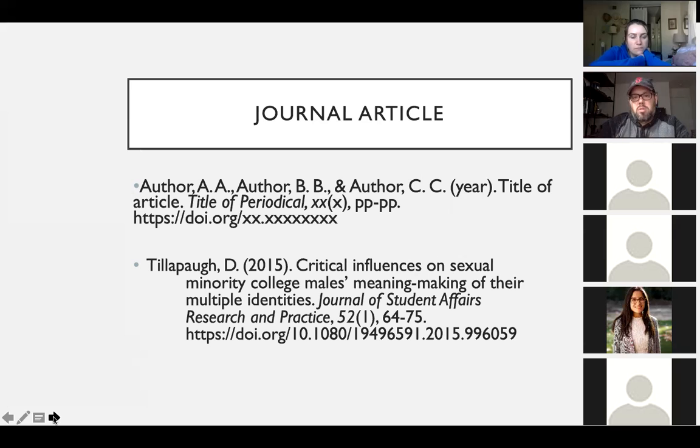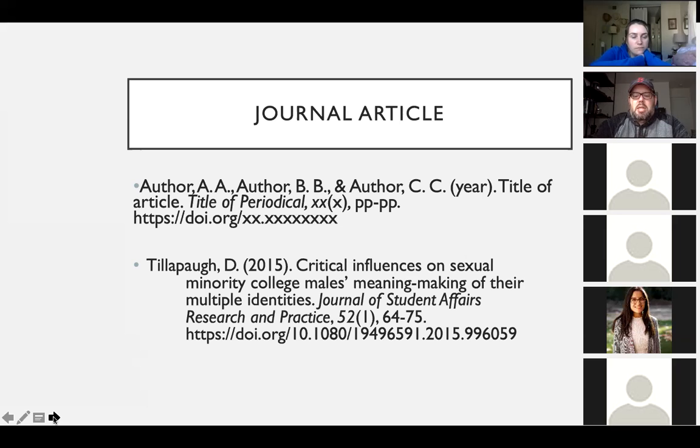So you would write the journal name and then also the volume number of that specific journal is also italicized. Then the issue number is in parentheses, not italicized, followed by the page range of the journal article. And then the DOI needs to be included as well.